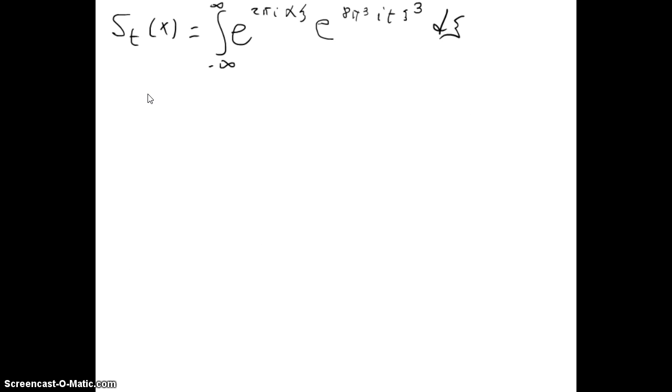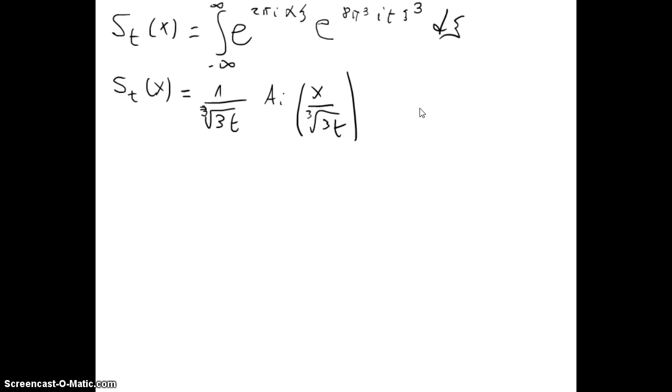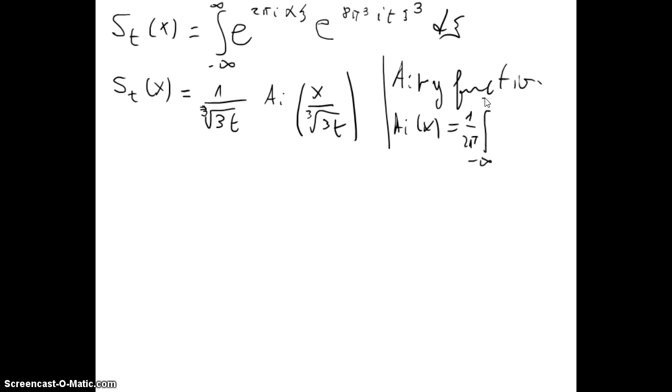So this is the integral S_t, and one can change variables, and we can make S_t equal to 1 over the cube root of 3t times Ai of x over the cube root of 3t, where Ai is the Airy function, that is Ai(x) equal to 1 over 2π times the integral from minus infinity to infinity of e^{i(ξx + ξ³/3)} dξ.